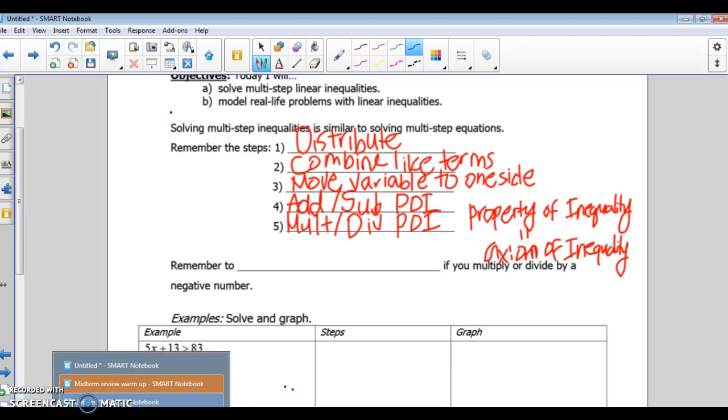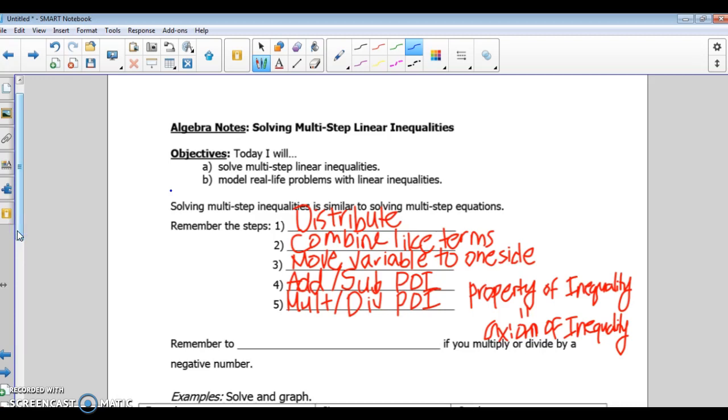Hi guys, today we're going to talk about solving linear inequalities. So it's going to be with one variable. This is kind of review from the equation unit. So same rule applies, guys. We have exactly the same steps as we did in unit 2.